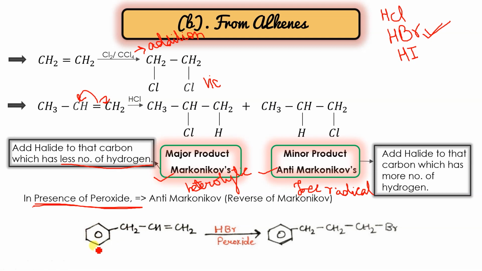Now suppose that I have given HBr with peroxide. If anywhere peroxide is mentioned along with the hydrohalic acid, it is quite clear that it is going to follow the anti-Markovnikov rule. That means the negative part will be attached to that double bonded carbon atom where hydrogen is more. Did you get that? I hope it is clear. And one more thing, anti-Markovnikov rule is also known as the Kharasch effect, also known as the peroxide effect.